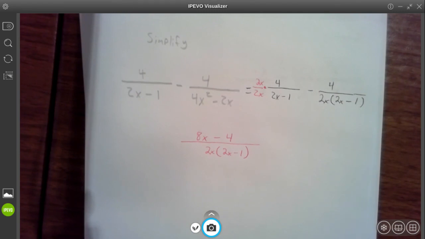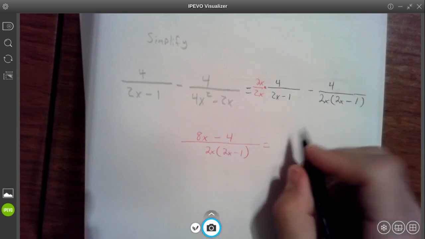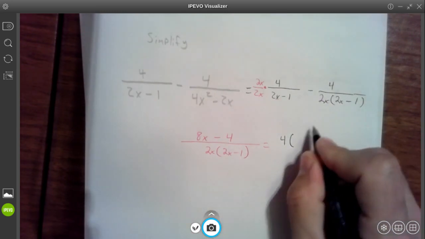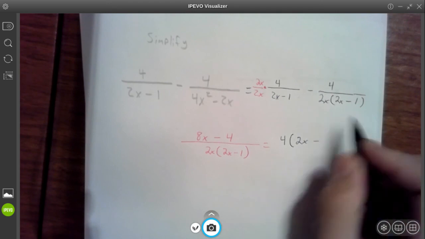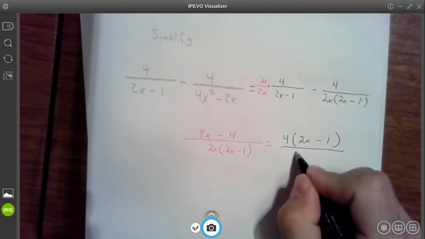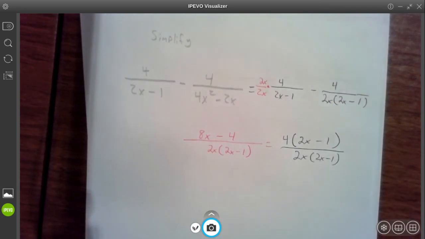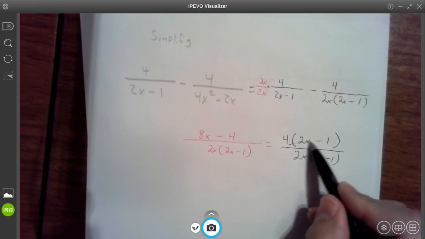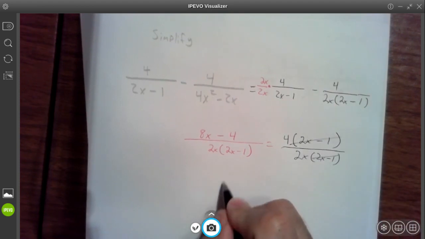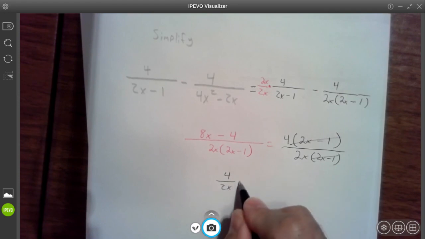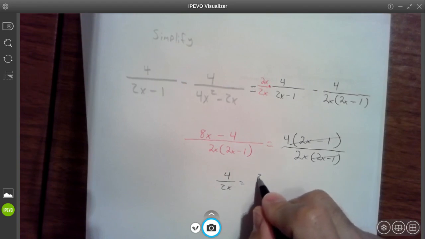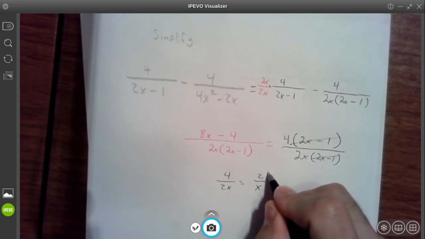But now what I want to do is see if there's any factors up top that cancel with the bottom. So the top I can write in factored form. I can factor out a 4. That's going to make this 8x a 2x, and the 4 a 1. And then I get 2x over 2x minus 1. You can see that there's a 2x minus 1 factor we can cancel. That leaves me with a 4 over 2x. And here you can divide the top and bottom by 2, so you're left with a 2 on top and an x in the bottom.